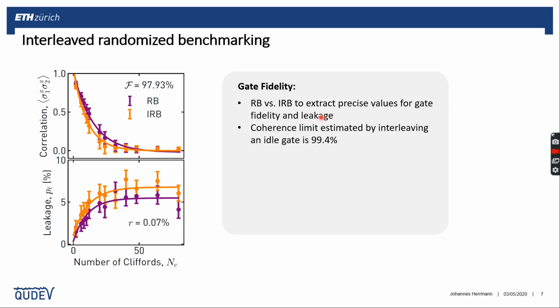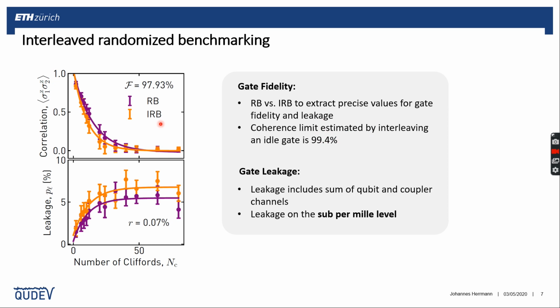And we can further also estimate the coherence limit here by interleaving an idle gate. That's just a gate which is doing nothing but has the same length as our gate. And we see that the coherence limit is a little bit higher, about 99.4%. But interestingly, we also can extract leakage rates from the RB. And this we do again by comparing the RB versus the IRB. And then we see that we have leakage on the sub-permille level, here 0.07%. And this is again not only leakage into the qubit subspace, but also into the coupler.